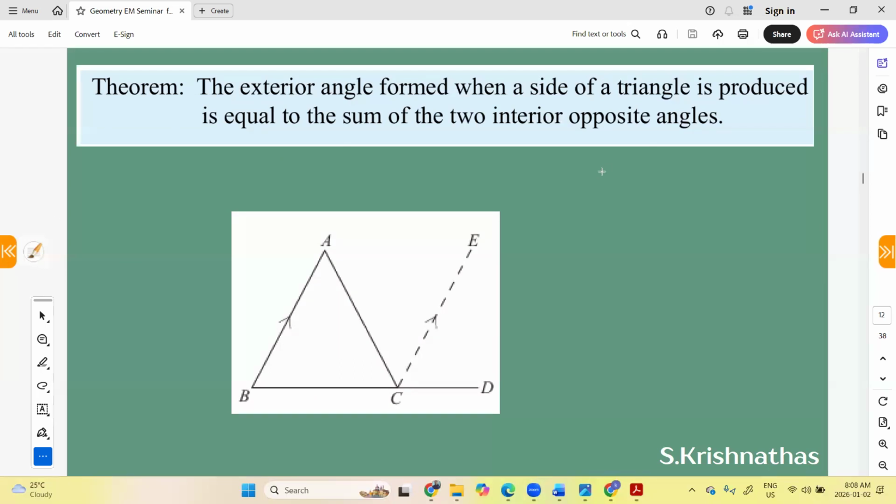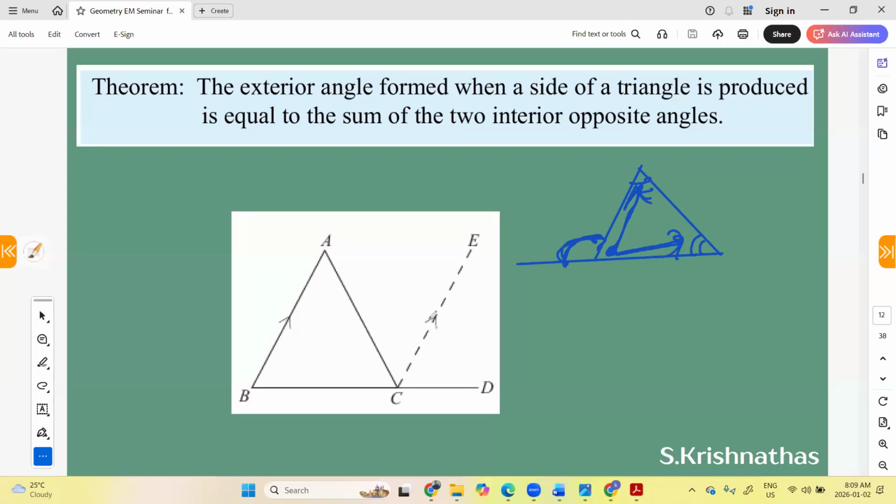Students, this is a triangle. If you produce a side of a triangle, an exterior angle is formed. This exterior angle is equal to the sum of the interior opposite angles. What is the exterior angle? This is the exterior angle. The exterior angle is equal to the sum of the interior opposite angles.